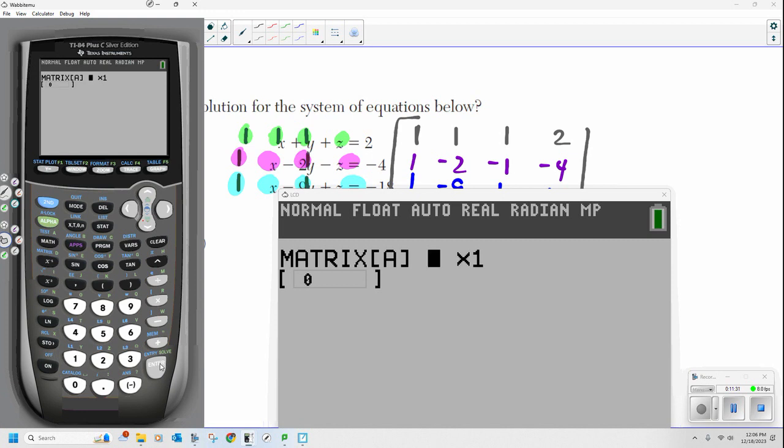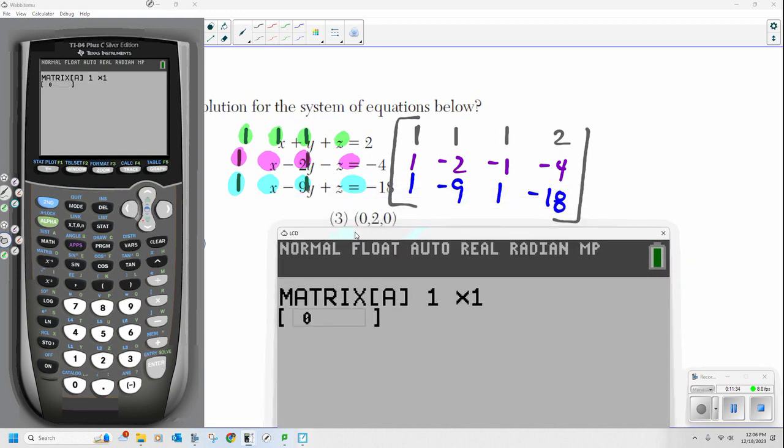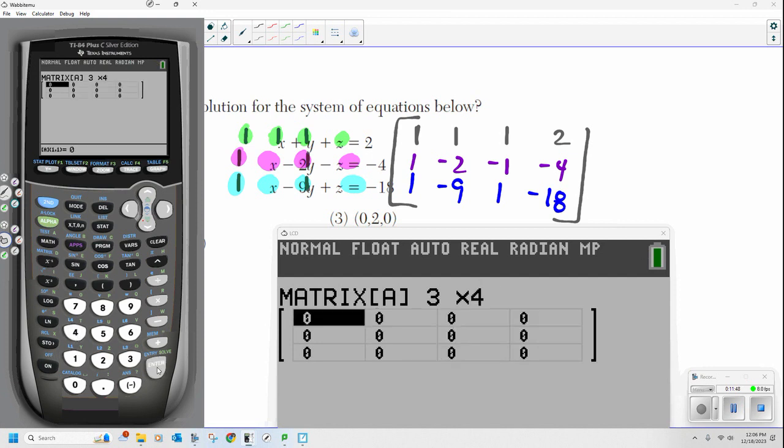Now I've got to make this. Notice that it's 3 tall and it's 4 across. I got 3 numbers going up to down and 4 numbers going left to right. So I want to make this 3, enter. See how I put 3 zeros there? Now that second one, I'm going to change to a 4 and hit enter. And I'm just going to enter the numbers that I have written down. So it's 1, 1, 1, 2.